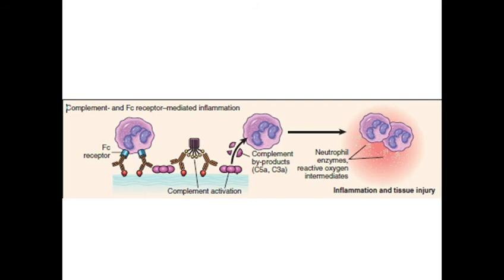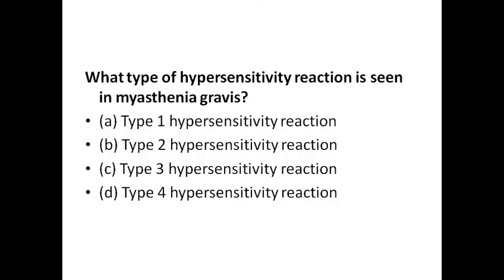Now let us see some questions. What type of hypersensitivity reaction is seen in myasthenia gravis? It is type 2 hypersensitivity reaction. Antibodies against the nicotinic cholinergic receptors block the neuromuscular transmission. So it is a type 2 hypersensitivity reaction. Another example is Graves' disease. Antibodies against the thyroid stimulating hormone receptor stimulate the receptor and lead to hyperthyroidism.